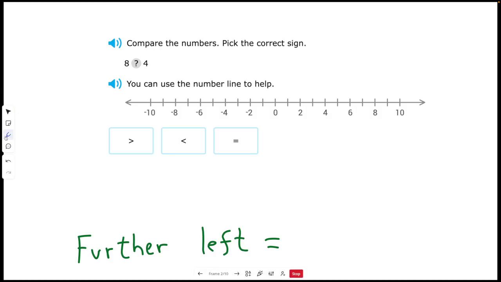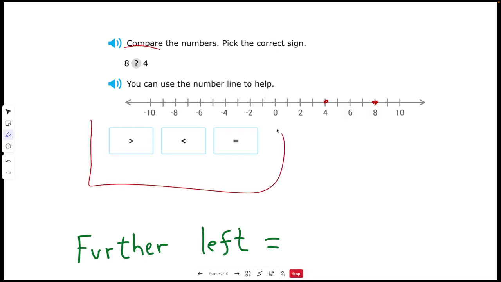So here we have two numbers. Compare the numbers and pick the correct sign. You can use the number line to help. So I'm going to put these on the number line, right? These are both positive numbers. So positive 8 goes here, positive 4 goes here. All right. And we have these symbols down here.